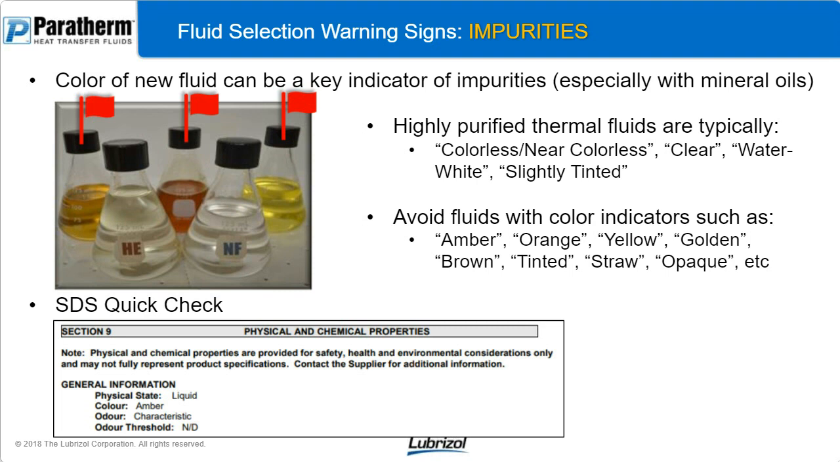What if you can't see the fluid before you buy it? What if it's not listed anywhere? Again, quick check: check the SDS for that product. Go to section 9. Look under the general information and look for the color. It'll say it right there. If you see any of these indicators, amber, orange, tinted, yellow, that's a red flag. Try to dismiss those fluids, or at least look a little bit further into it and question it.